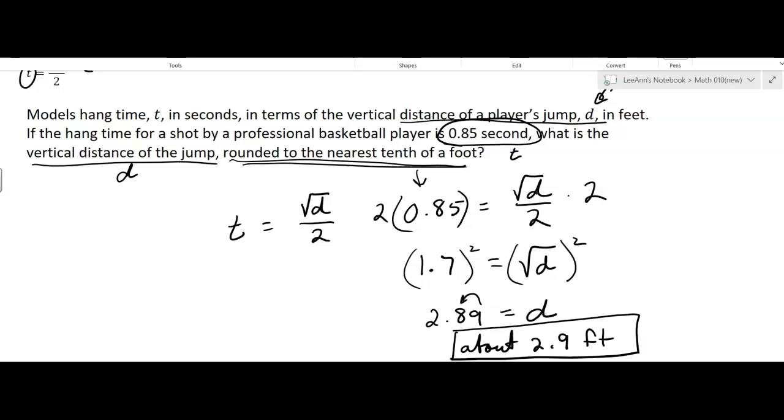So that sounds like a pretty big jump to me. But he's a professional basketball player, so I like to watch basketball. But anyway, so that's an example of how you could use a formula and solve, and then you could figure out the vertical jump of the basketball player.